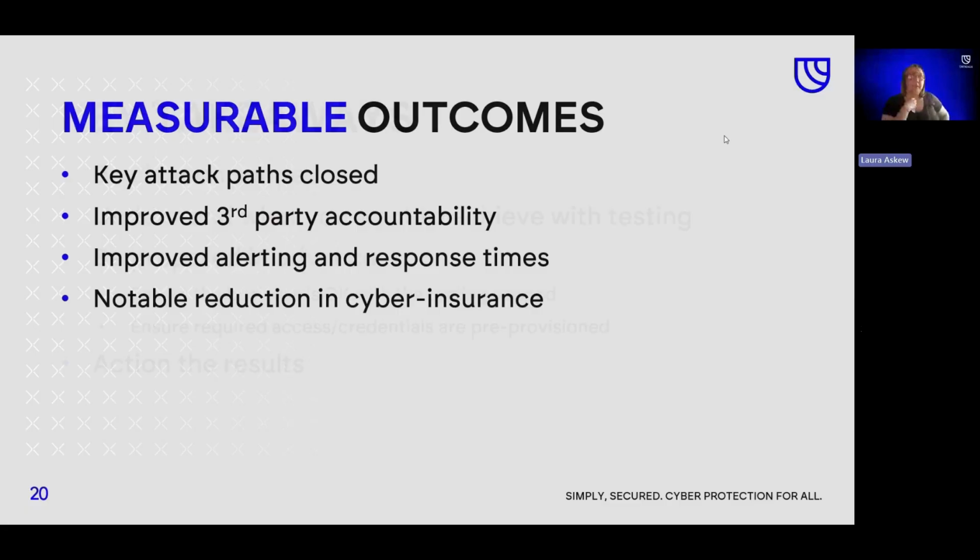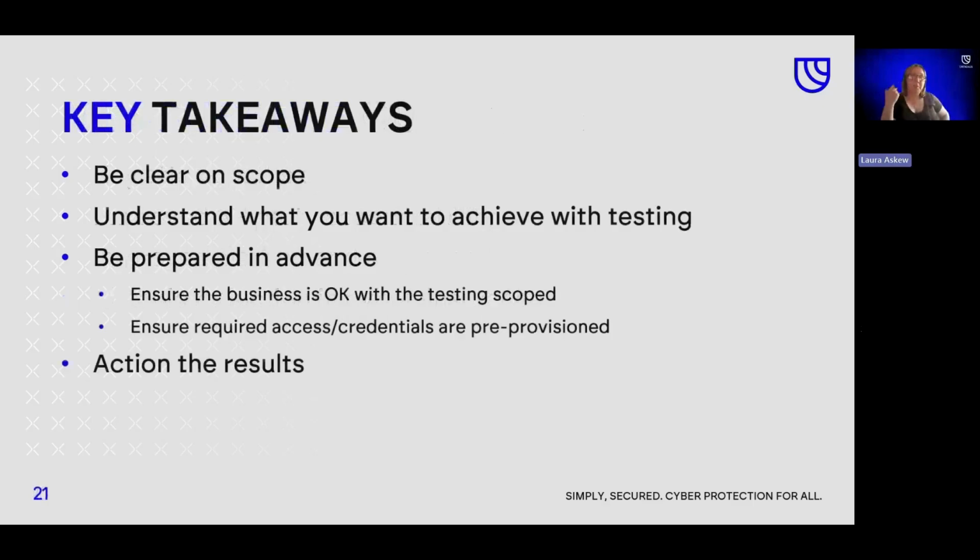So, takeaways. Be clear on your scope. Make sure you know what you want to test, what you're trying to achieve. Be prepared in advance. Make sure that you've got the credentials and the access in place. If you're planning on testing a business critical system, make sure the whole business understands that you're going to test it, so that you don't get to the start of testing and then get told you're not allowed to test it. We've literally had that before. And make sure that you action the results.